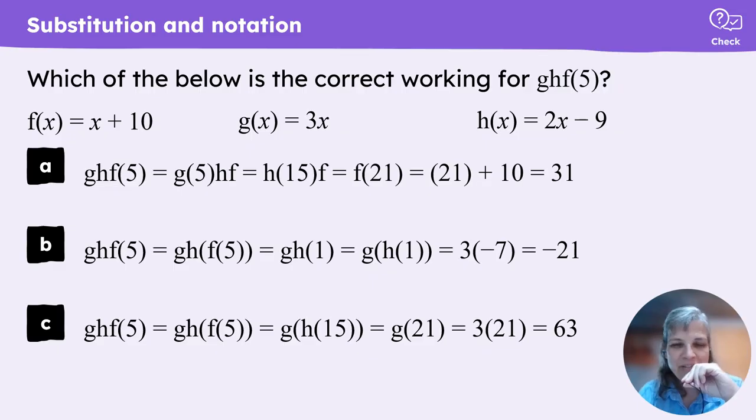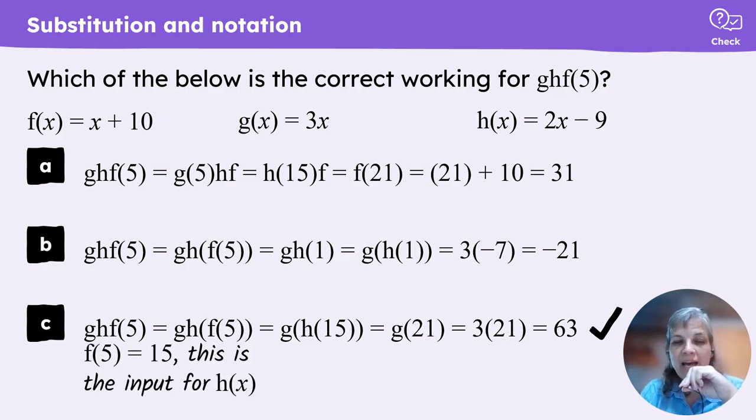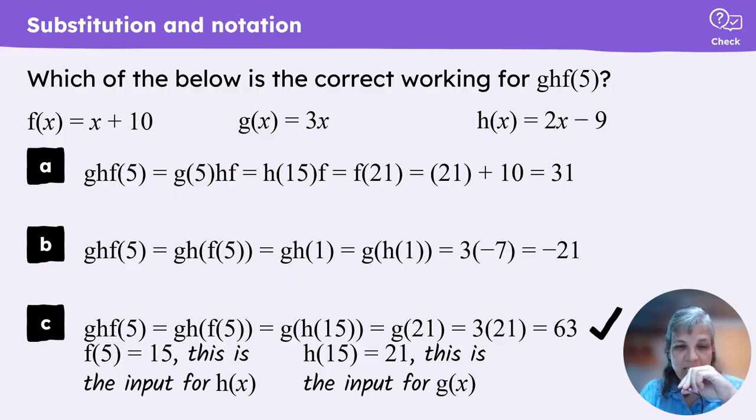Okay, hope you shared your answers, what you think. Let's check and see what is the answer. Okay, if you got C, you're correct, because what you want to do is first evaluate f of 5, and the answer of that would be 5 plus 10, which means it would be 15. That's the input then into h of x. So I put 2 times 15, and I subtract 9, so I would get 21. And then this would be the input into g of x.